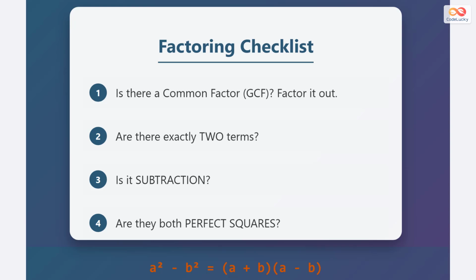To wrap up, here is your mental checklist. 1. Factor out any GCF first. 2. Make sure you have exactly two terms. 3. Verify it is subtraction. And 4. Ensure both terms are perfect squares. If all these check out, apply the formula a squared minus b squared equals a plus b times a minus b.